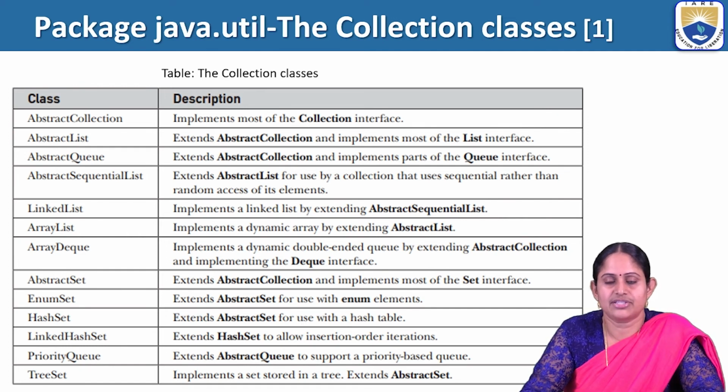HashSet extends AbstractSet for use with a hash table. The LinkedHashSet extends HashSet to allow insertion-order iterations. The PriorityQueue class extends AbstractQueue to support a priority-based queue. The TreeSet implements a set stored in a tree, which extends AbstractSet.